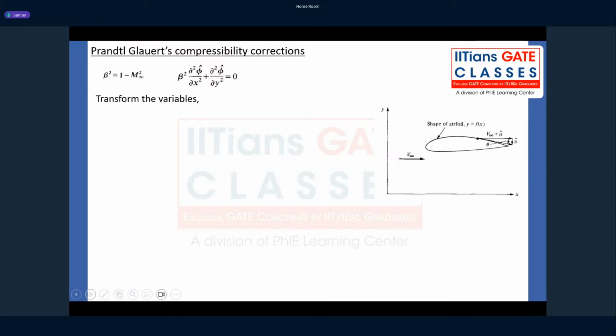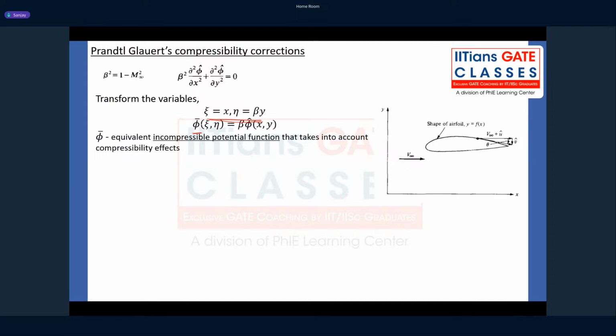Now this aerofoil is in the xy plane where there is a compressible flow. I transform the variable from the xy plane to the zeta eta plane, such that zeta is equal to x and eta is equal to beta y. So this is the transformation that we define. When I transform this, the velocity potential, which is a function of x and y, also gets transformed.